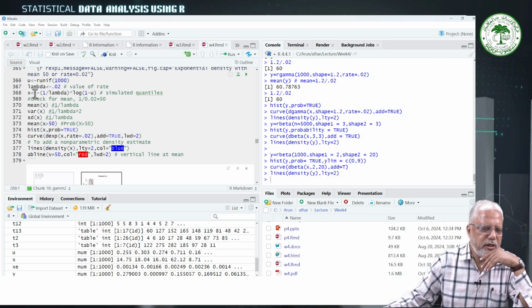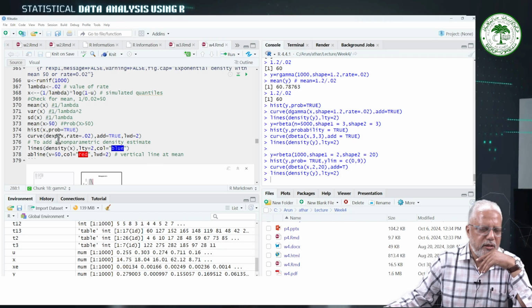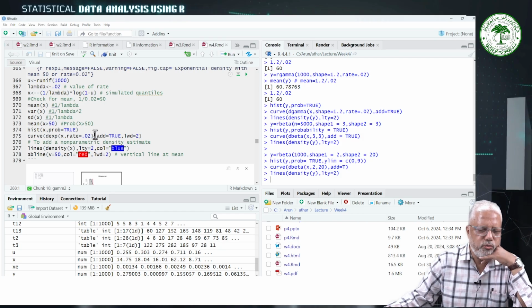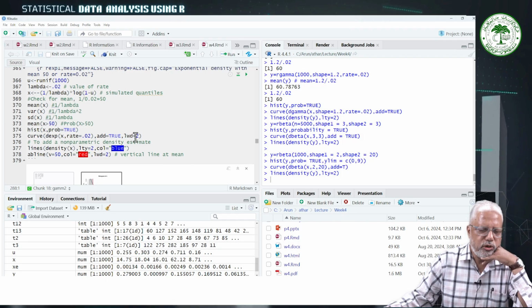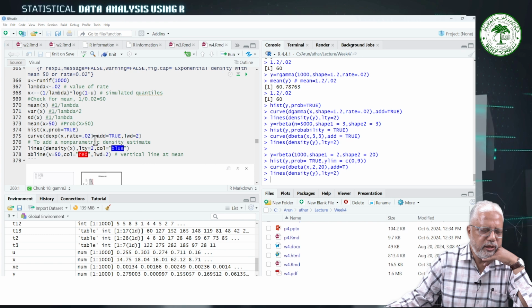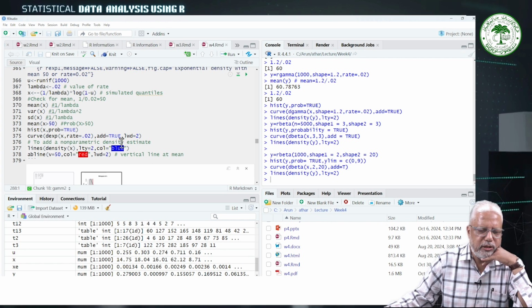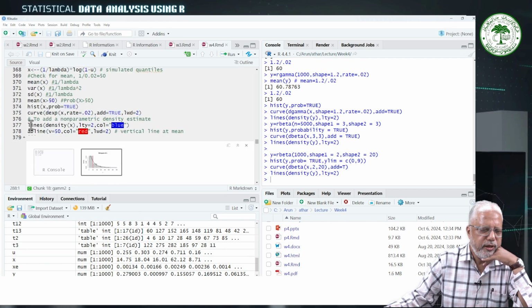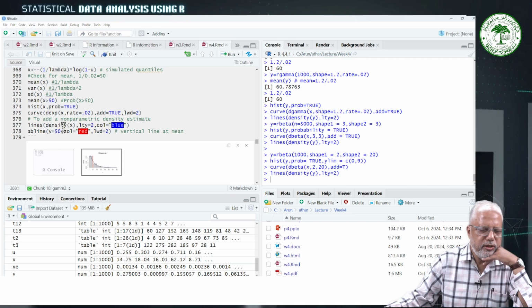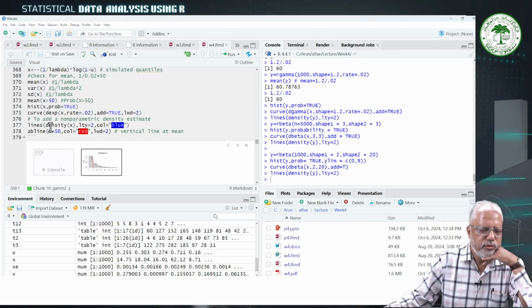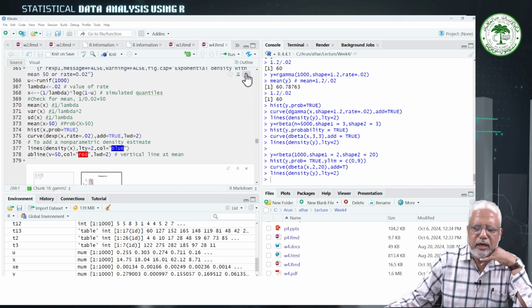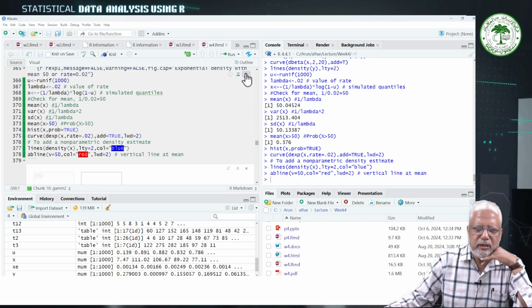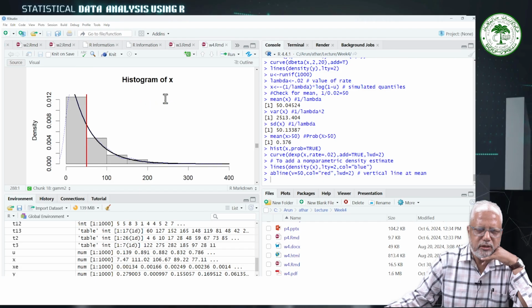Then a histogram on the simulated data, and we are adding a curve with rate equal to 0.02, add equal to TRUE, LWD equal to 2. And then we can add a non-parametric density estimate curve. We are using the function lines, density x, LTY equal to 2, color equal to blue. Then abline, v equal to 50, color equal to red. So if we run this command, it is like this.